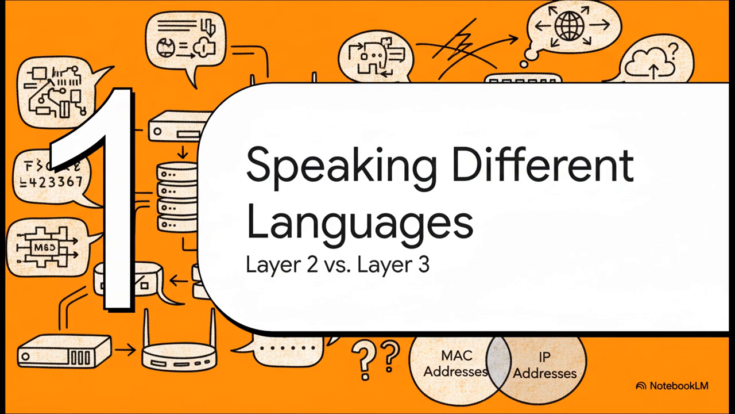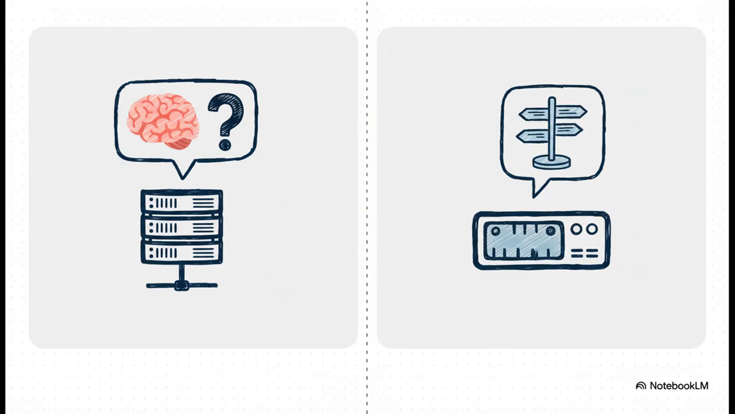So where does this all start? Well, it boils down to a simple problem. Different parts of your network are speaking totally different languages. They've got different jobs to do, and to do them, they care about completely different kinds of addresses. Think about it. Up at layer 3, you've got your routers and your servers. They're thinking in IP addresses. They're asking the big picture question, what group is this traffic for?